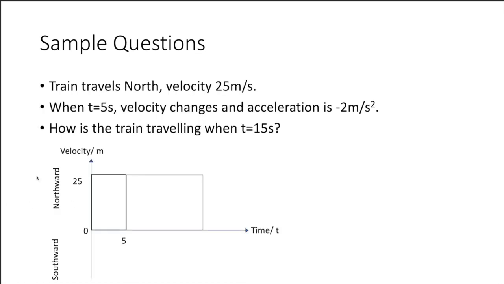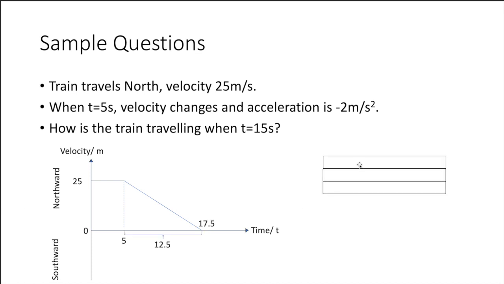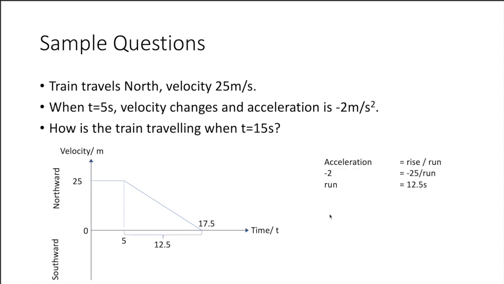Same, if it moves north at this velocity, then at this time it starts to change its acceleration to -2 meters per second squared. You need to be sharp to understand that it's going in a negative direction, it's coming backwards. Then at t equals 15, where would it be going? So a good tip is to draw a graph that will look like that and have a gradient of this. And note that it takes 17.5. So at t equals 15 it's still in the north zone.